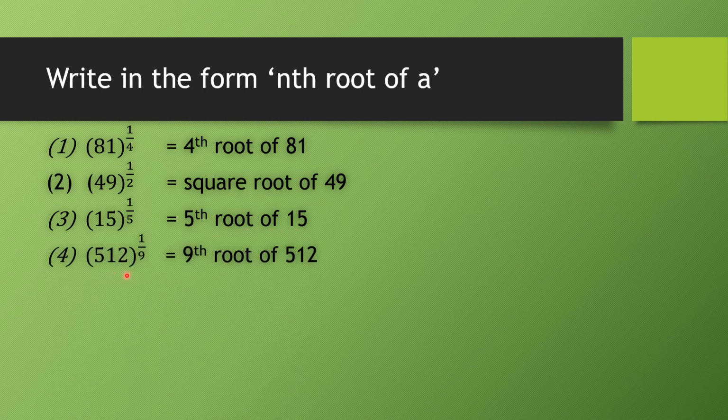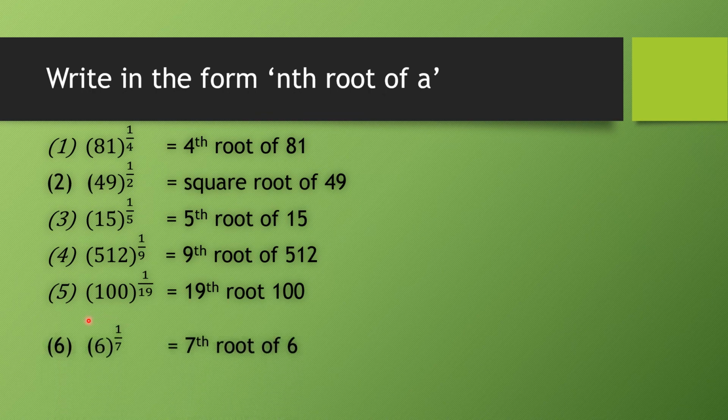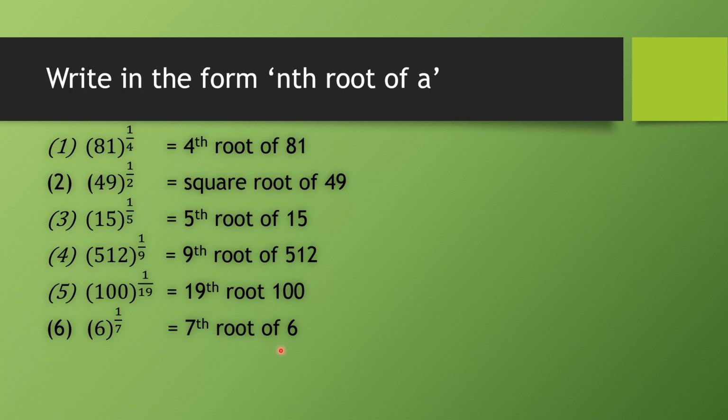Then 512 raised to 1 upon 9 can be written as ninth root of 512. 100 raised to 1 upon 19 is equal to 19th root of 100. Then 6 raised to 1 upon 7 is equal to 7th root of 6. Now see all these examples. In all these examples, the base is written in the bracket. You have to write the base in the bracket and the index number is like this.